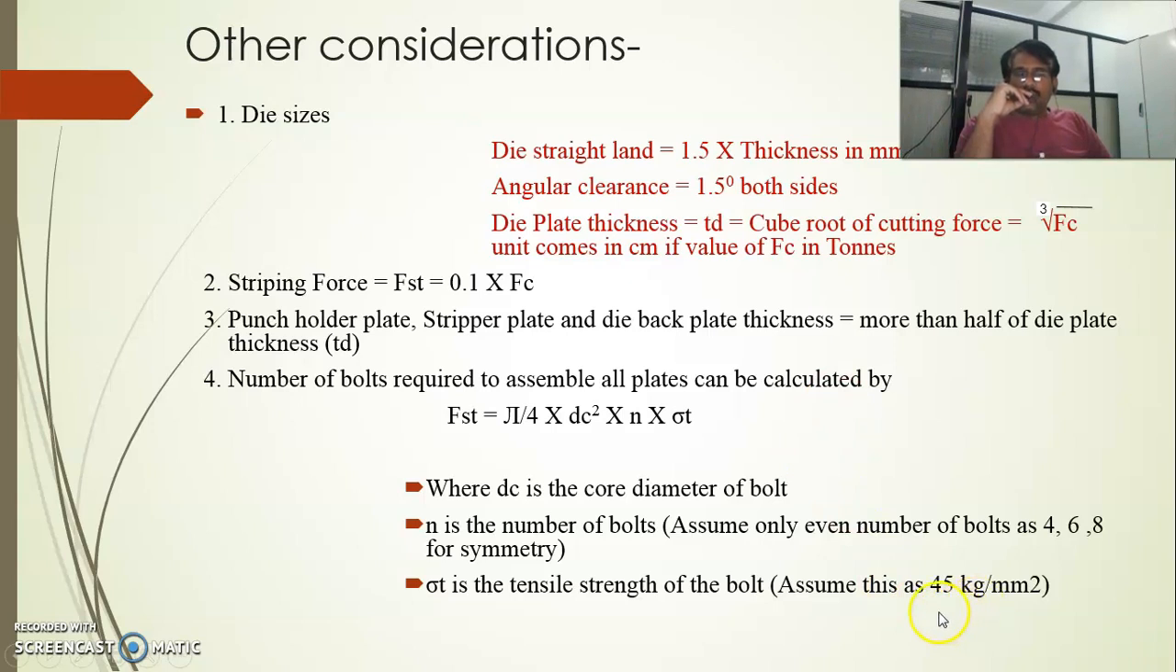So this value is in kg per mm square. That's why this FST value, we have to take into kg, and for that purpose, into the FST formula we have to keep the value of Fc as in kg. So this is the consideration by which we can get the core diameter of the bolt.